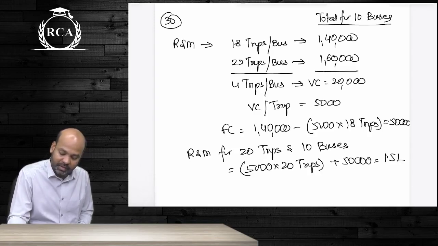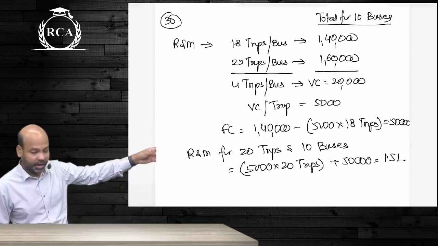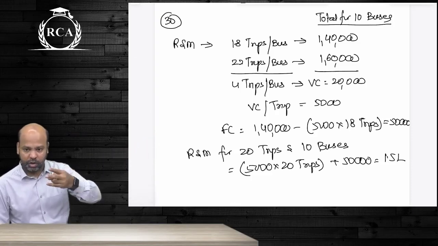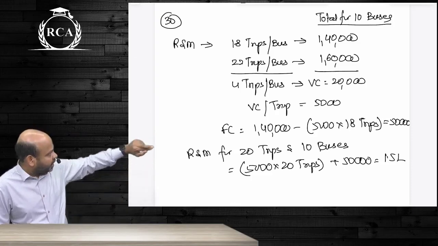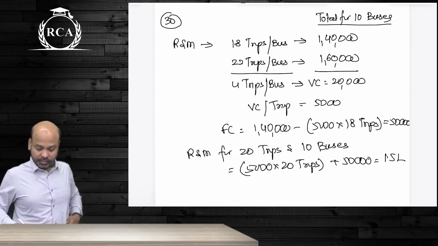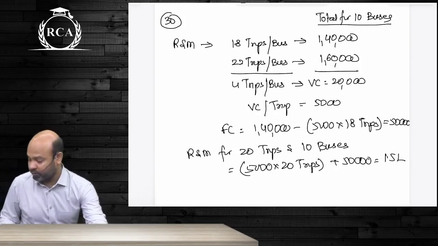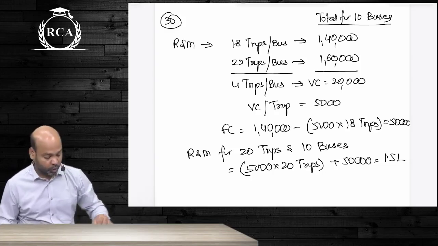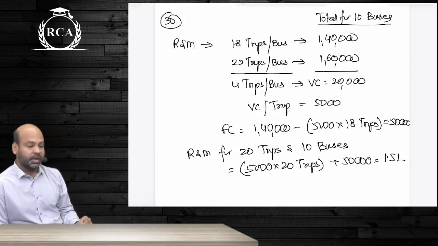There was no need to do this in so much detail. The difference of 20,000 is for 4 trips. So for 2 trips it is 10,000. Deduct from 22 and add to 18. Exactly, we need the middle part. Done. Repairs and maintenance for 20 trips and 10 buses will be equal to 1,50,000. Clear about this, kids?